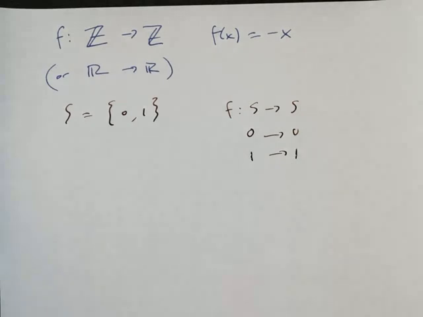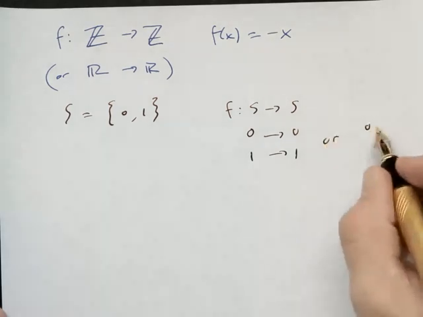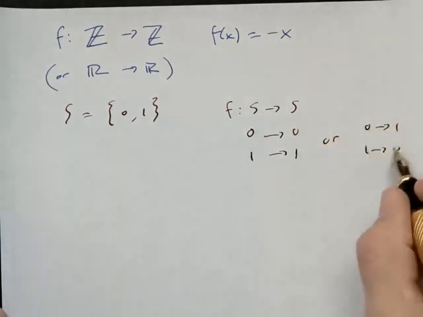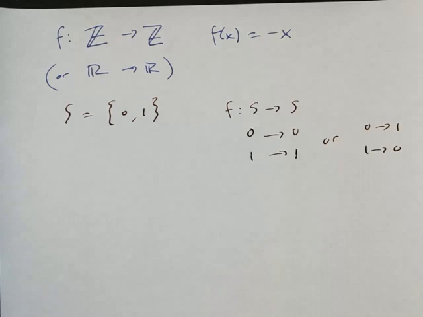But there's another permutation that's possible as well, right? Or that one. It turns out that with only 2 elements, those are the only possible permutations, right? If I have more elements in my set, then I have more options, right?